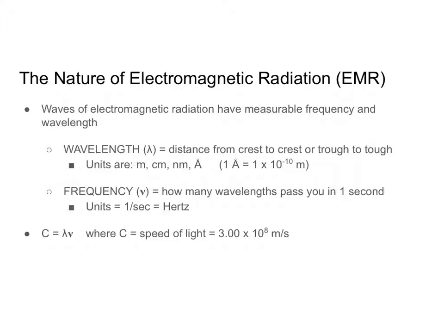Now, the nature of electromagnetic radiation, as you recall from physics for some of you and from honors chem for some of you: any type of radiation or waves that are not matter-based is considered to be electromagnetic radiation. So these are things like your X-rays, your microwaves, the visible light spectrum. There are a couple of ways that we measure these things.